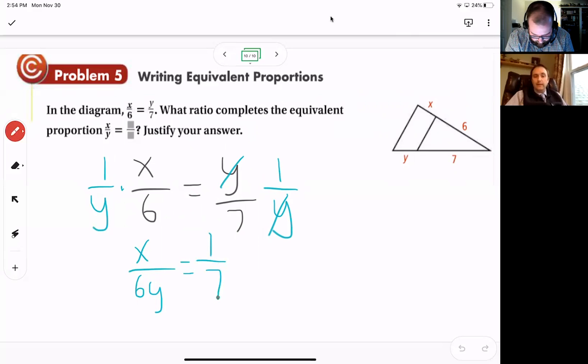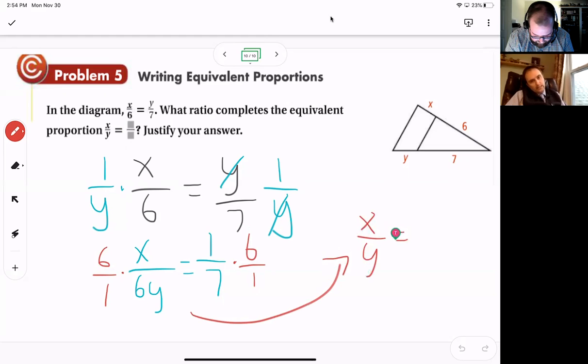Well, I got us partway there. Whoa, we're partway there. No, it's halfway there, Mr. Carlson. Oh, okay. So I got to get that 6 out of there. So I can do the same idea, multiply by 6 over 1 and 6 over 1. And you get x over y is, remember, multiplying fractions is the easiest thing you can do with fractions. 1 times 6 is 6, 7 times 1 is 7. I like it. We did it.